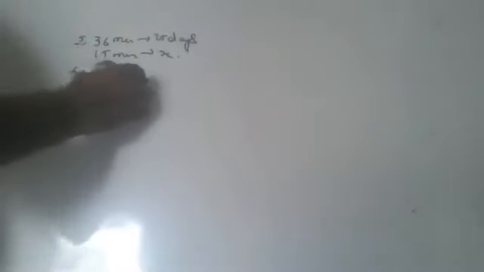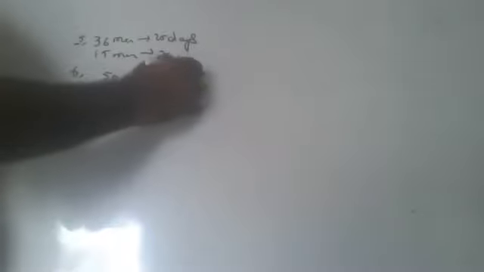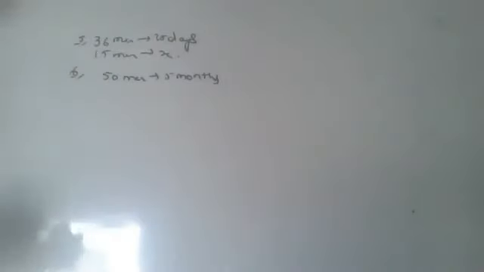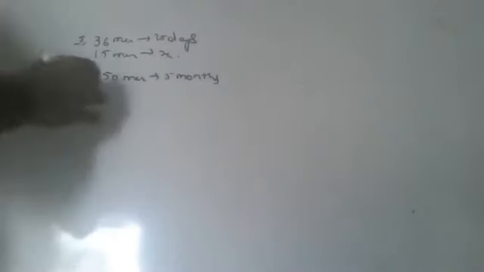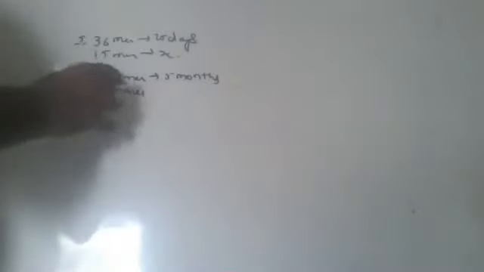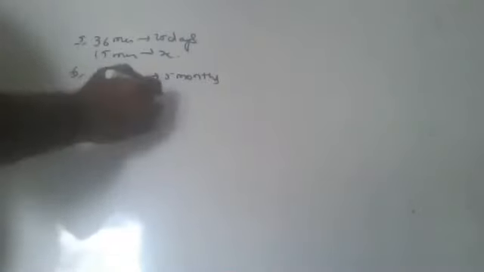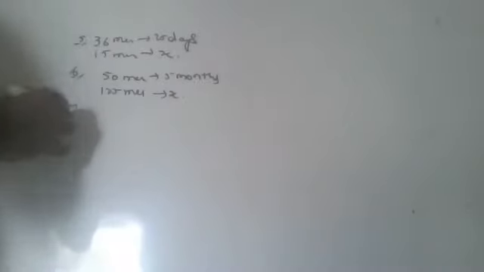50 men can do a work in 5 months. Then in how many days will the same work be completed by 125 men? When the number of people is increasing, time will decrease. So it is also inverse proportion, or inversely proportional, children.